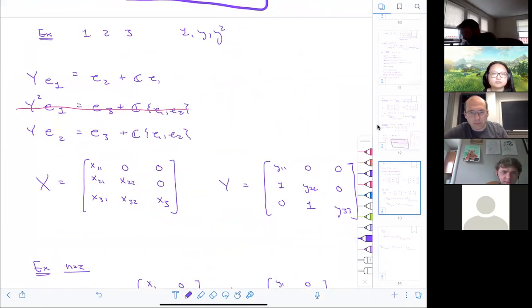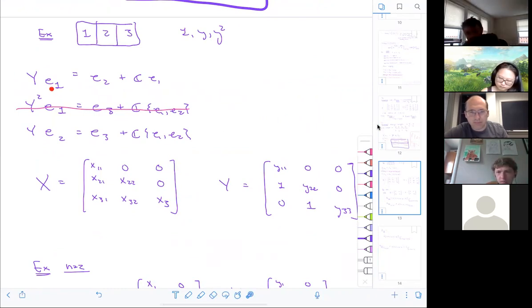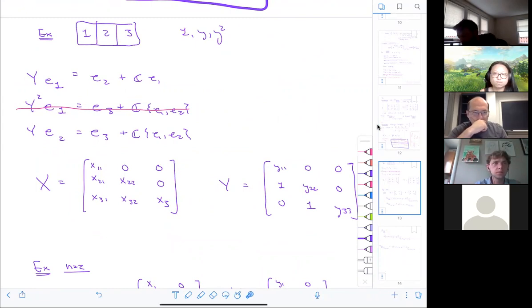So the next example I want to consider is where your tableau is just 1, 2, 3. The associated list of monomials is 1, y, y squared. The equations we impose are: we want y times e1 to be e2 plus something lower, and we want y squared times e1 to be e3 plus something lower. But y squared e1 is the same thing as y times y e1. So this whole relation can be replaced with a single relation, that y e2 is e3 plus some earlier stuff.